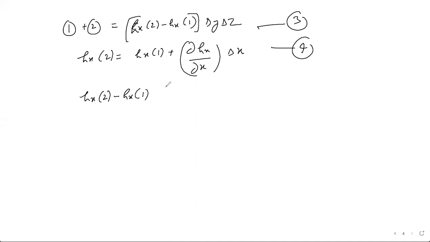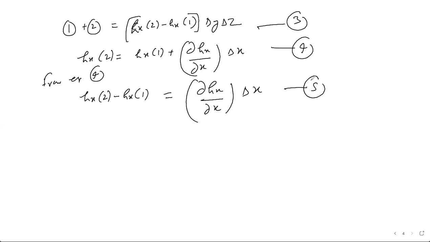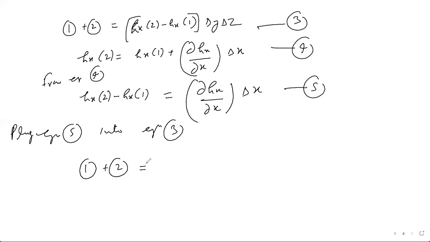So now from equation 4, you can write hx2 minus hx1 as something like this, right? That's proportional to this thing. That's called equation 5. Now you plug equation 5 into equation 3, right? So what do you get for the contribution from 1 and 2? The contribution from 1 and 2 will be delta hx by delta x, times delta x, delta y and delta z, right? So that's the idea.